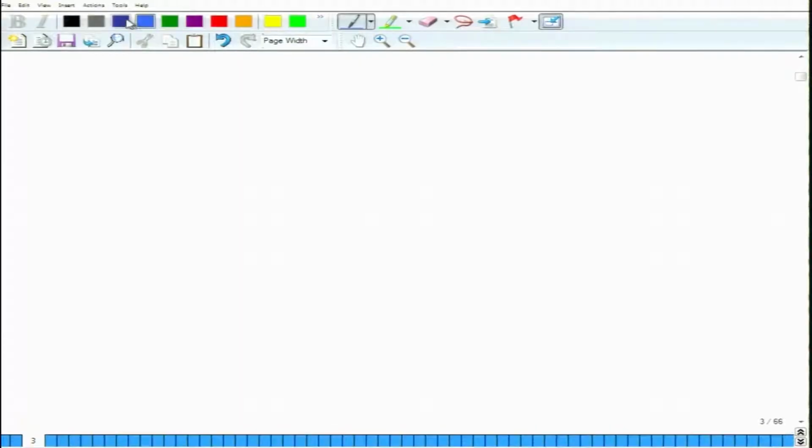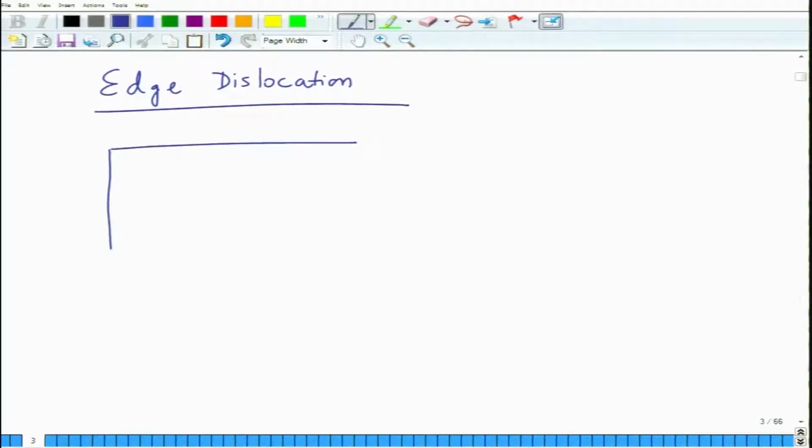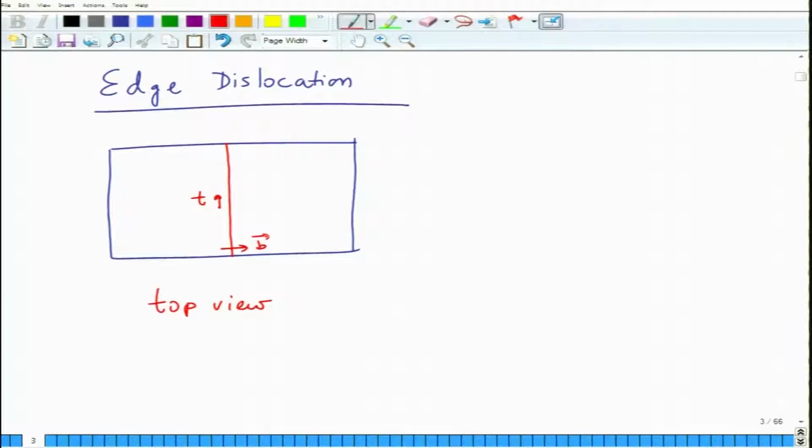So if you look at the edge dislocation, the top view of the edge dislocation, this is the plane in which you have a dislocation line. This is the dislocation line. So the vector is T, okay, this is the top view, and the Burgers vector is along this direction. So this is the B vector, all right.